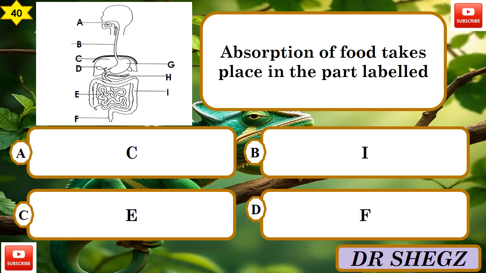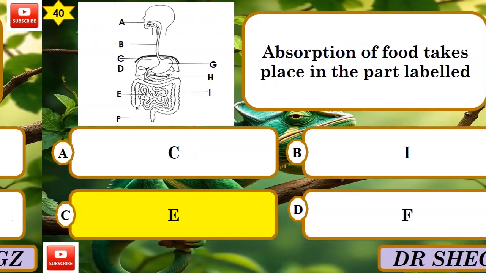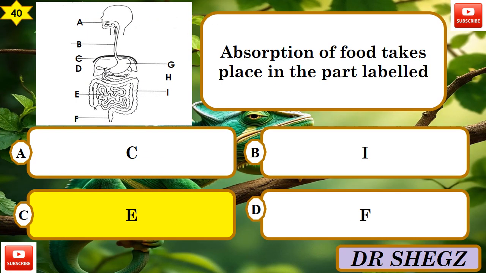Absorption of food takes place in the part labeled, where does absorption of food take place here? Absorption takes place in the part labeled E. E here is your small intestine.